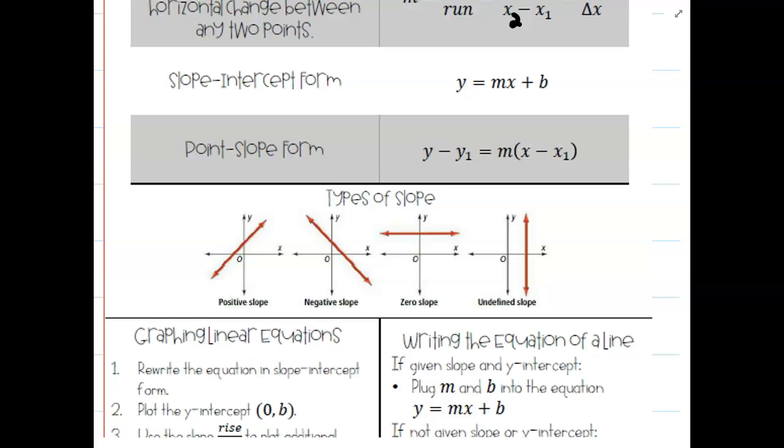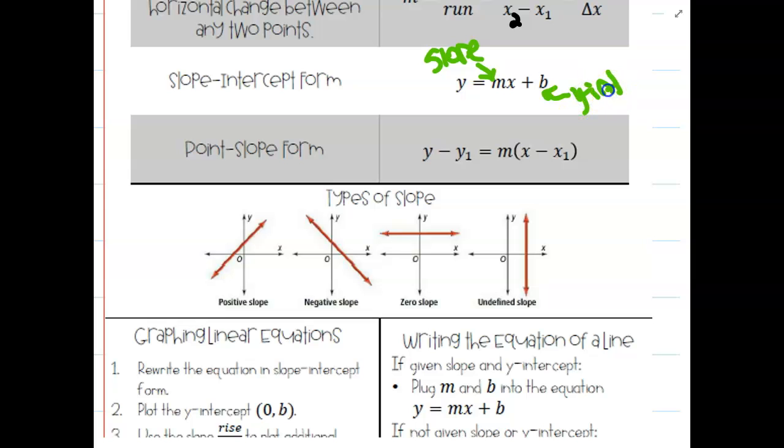Slope-intercept form looks like this. y equals mx plus b. Now the thing is, whenever you actually have an equation in slope-intercept form, you're not going to see the letter m. There's going to be a number here. Do you remember what that number is? Slope. m is going to be the slope of the line. And you're not going to see the letter b. There's going to be a number there. Remember what b is?